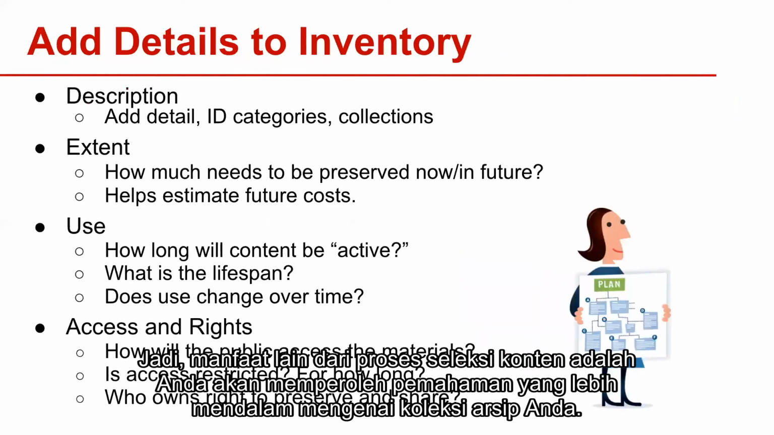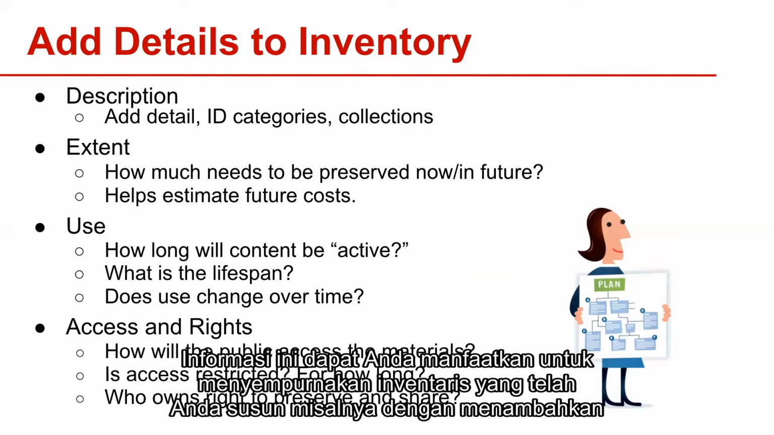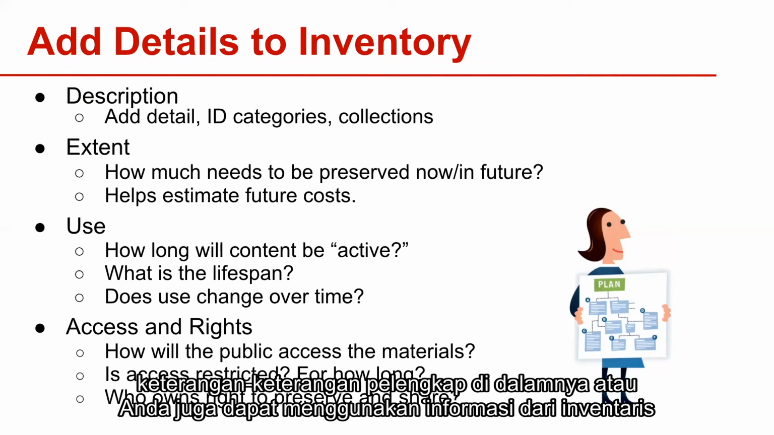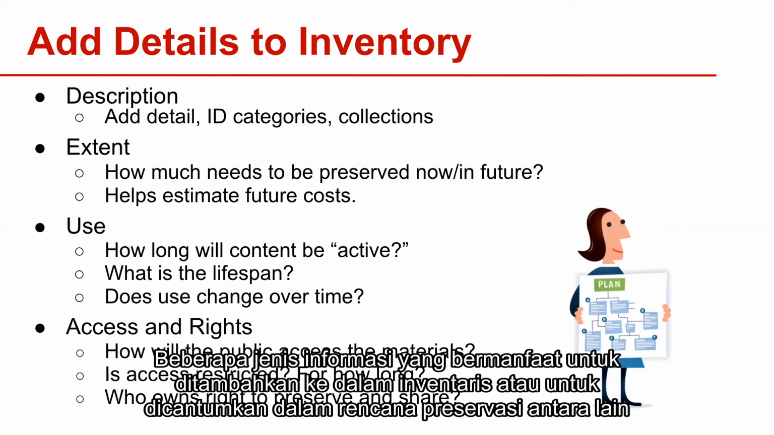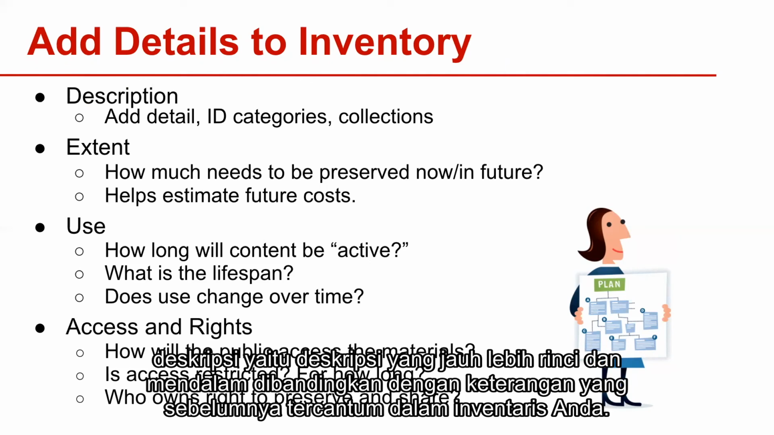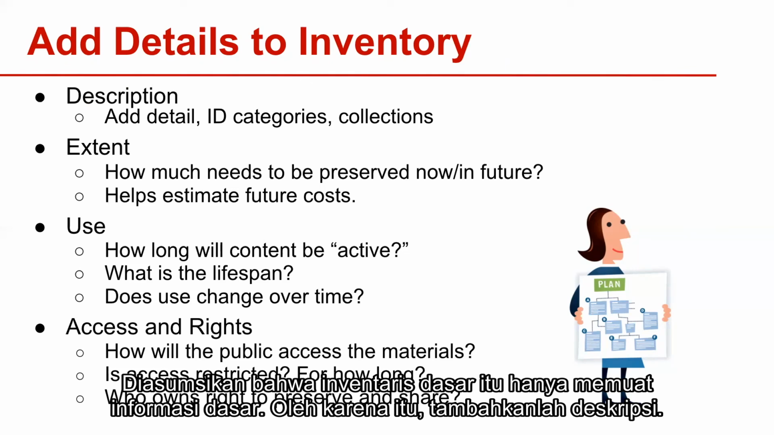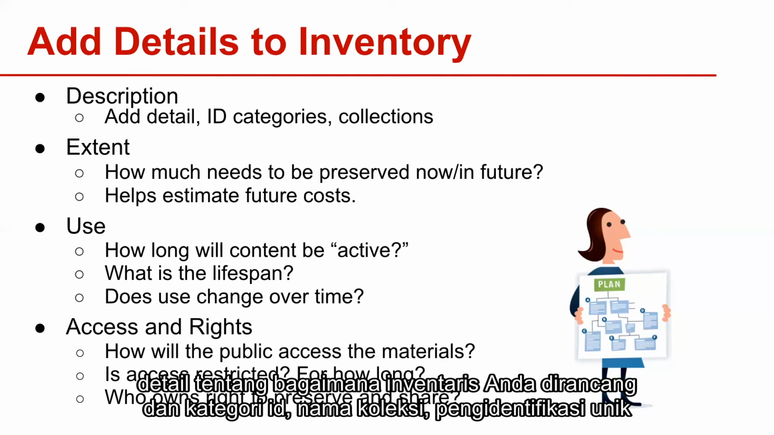So another result of selecting content is that you gain a better understanding of your records. And you can use this information to enhance the inventory you created by adding additional information to it, or you can use the information from the inventory and the selection process to help create a preservation plan. So useful information to add to an inventory or to record in a preservation plan may include description, so a more detailed description than what you had in your inventory. It's assumed that the inventory looked at basic information.